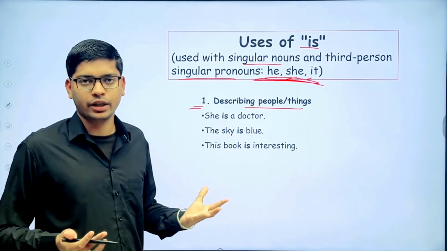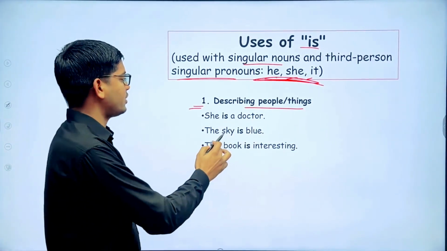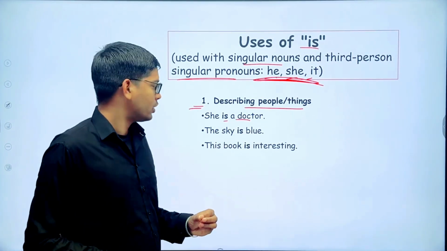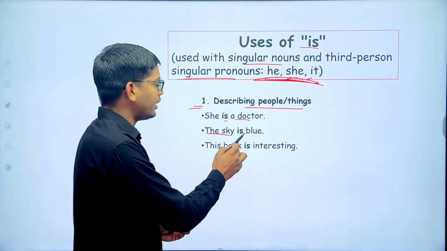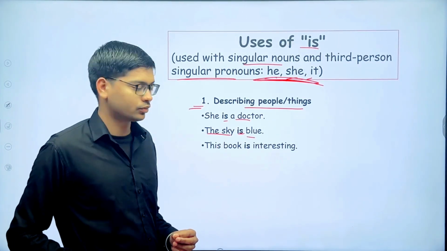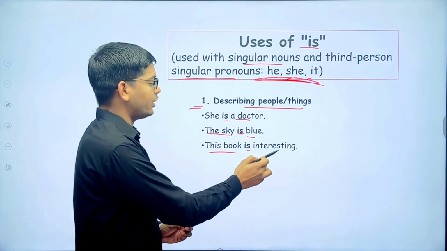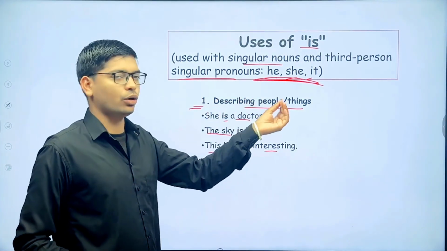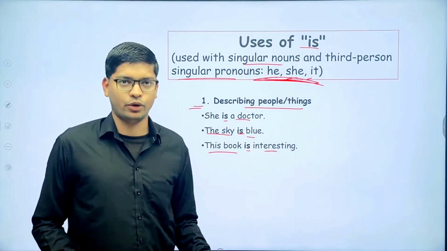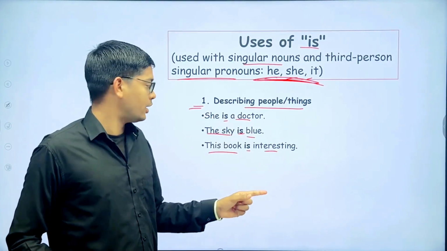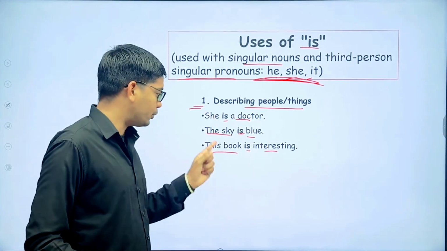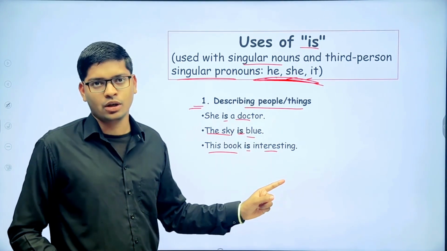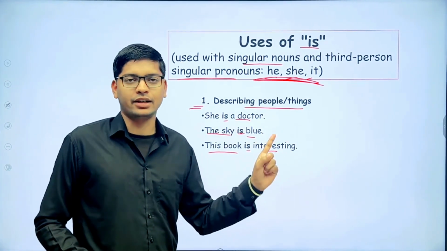So you can use is. For example, she is a doctor. The sky is blue. This book is interesting. So here, to describe people or things, you can use is. This is our first use of is. So let's see the next use.